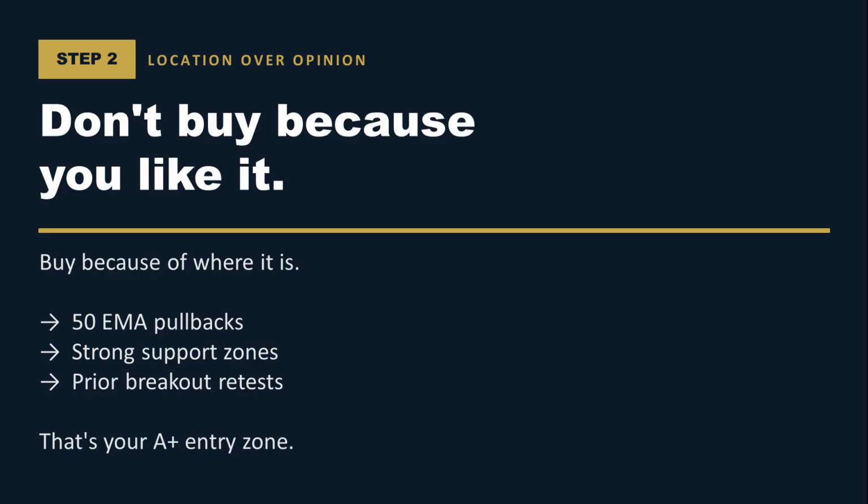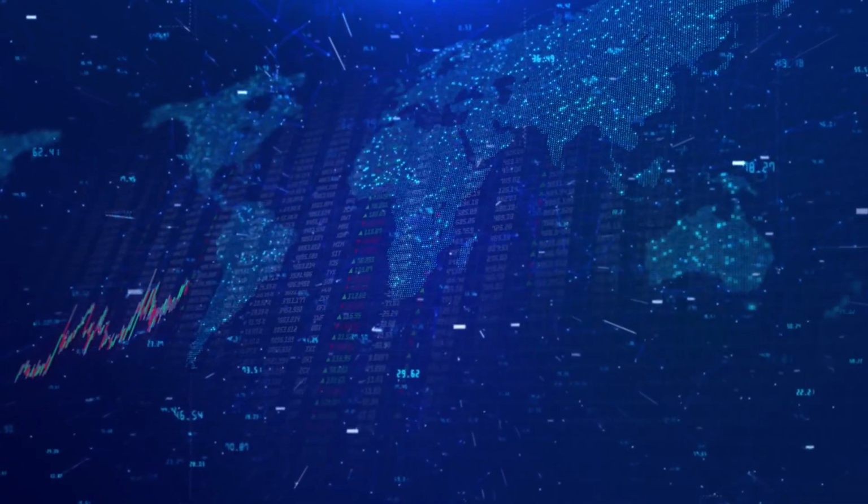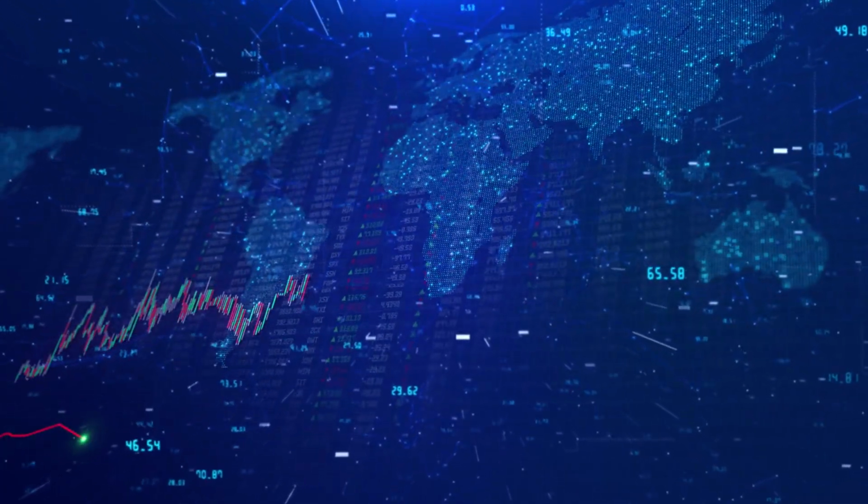Step 2. Location over opinion. Here's where most people lose before the trade even starts. They buy because they like the stock. You don't buy because you like it. You buy because of where it is. Look for 50 EMA pullbacks, strong support zones, prior breakout retests. That's your A+ entry zone. Not a good stock at a random price. A great setup at the right price.